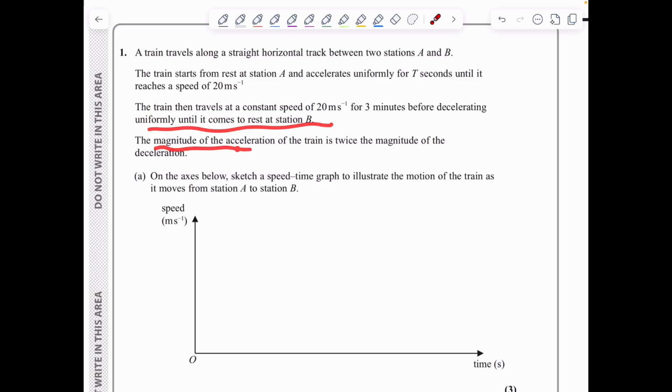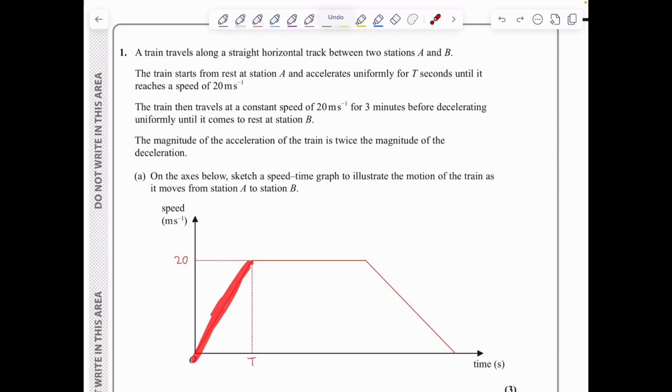We are told that the magnitude of the acceleration of the train is twice the magnitude of the deceleration, and we need to sketch a speed-time graph to illustrate the motion from station A to station B. So we start from rest, we accelerate, and then we maintain the speed, and then we decelerate. The speed reached is 20 meters per second. The acceleration here was for capital T seconds.